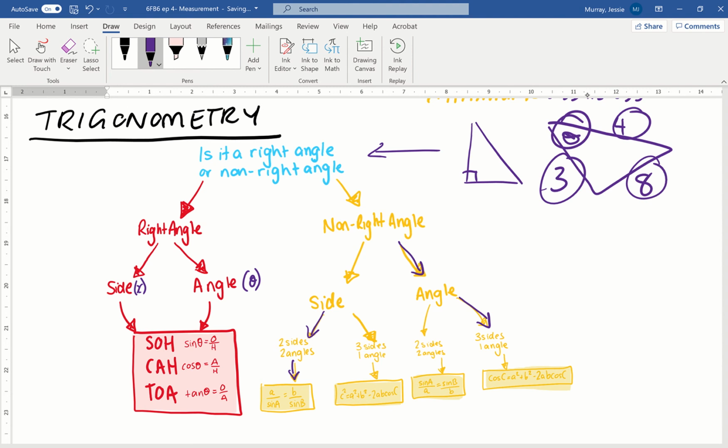So the thing to remember is sine rule, always use when there's 2 and 2. And cosine, you always use when there's 3 and 1.